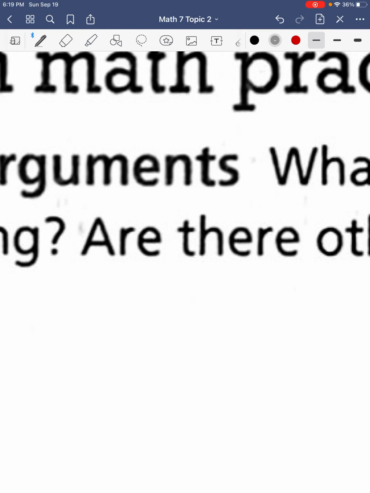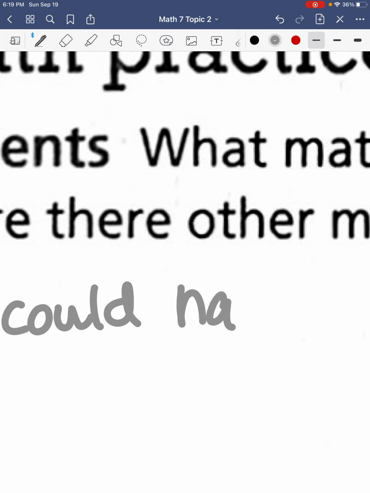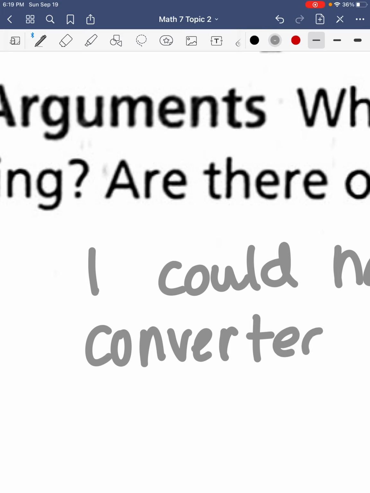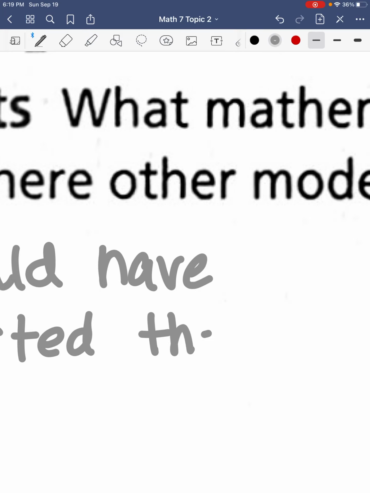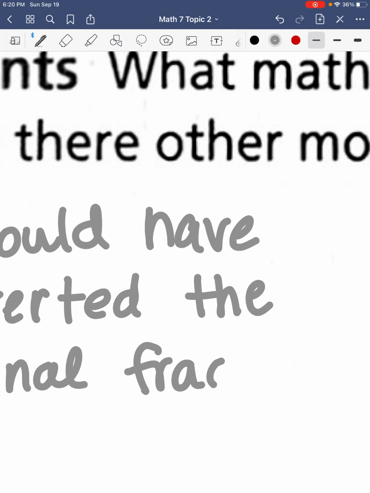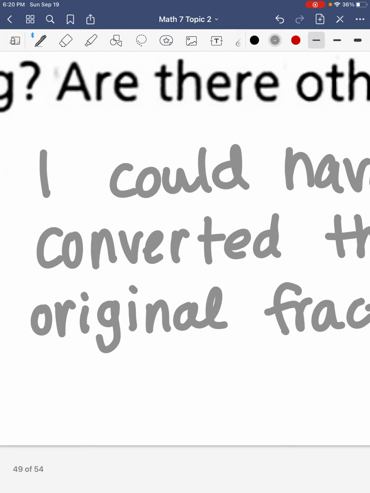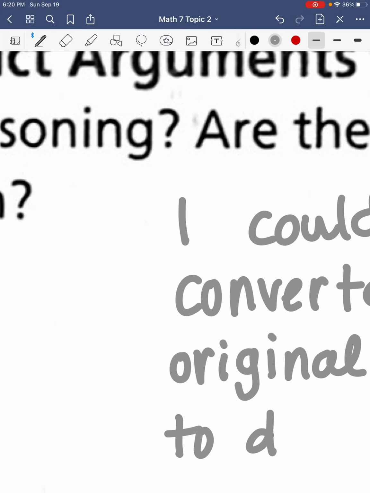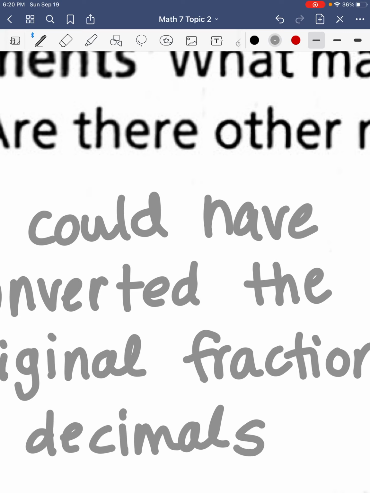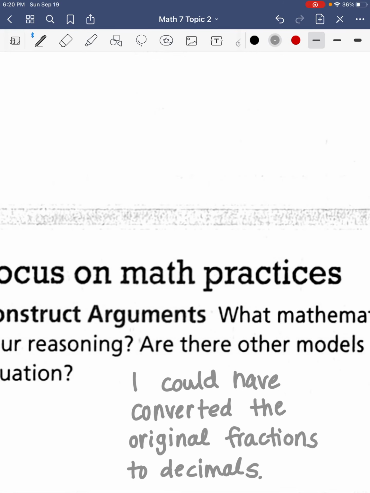So, yeah, I could have converted or changed the original fractions to decimals. I could have converted the original fractions to decimals, and then I would have compared my decimals.